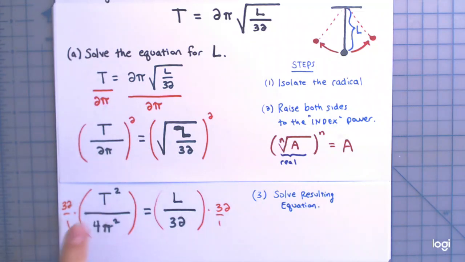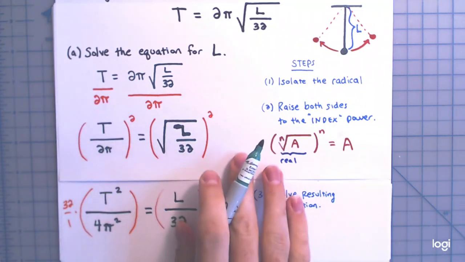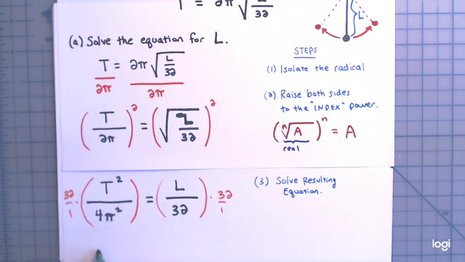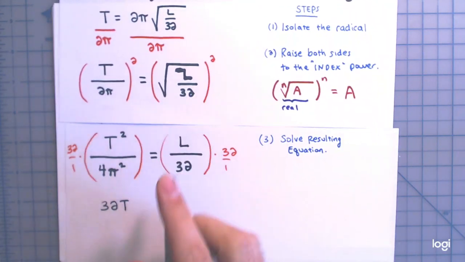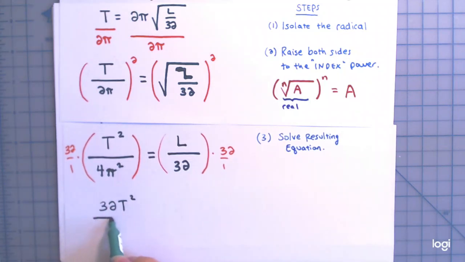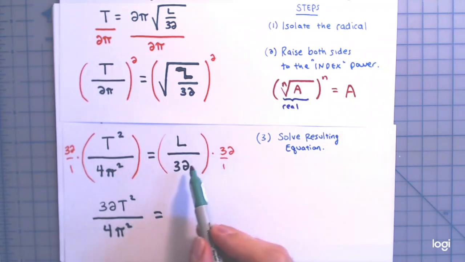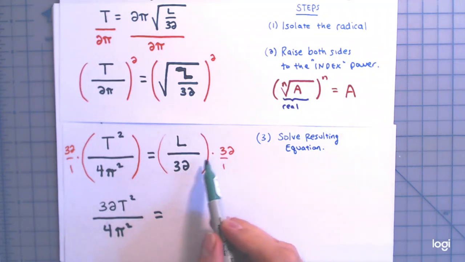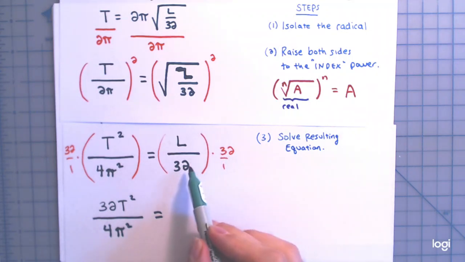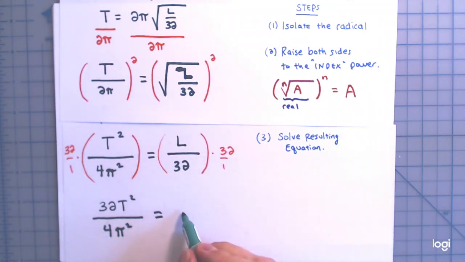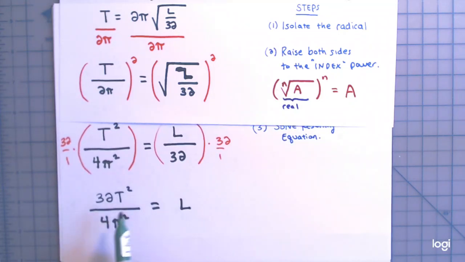So on the left side, again, multiplying fractions, you just multiply the numerators. I have 32 times T squared in the numerator, divided by 4 times pi squared in the denominator, equals, and then over here the 32 in the numerator, the 32 in the denominator. The whole point of multiplying by 32 was so that we'd have L alone. And there we go. So here we have L solved for.